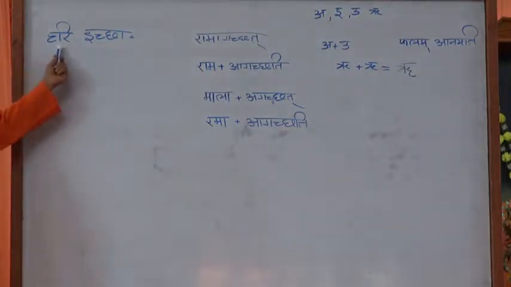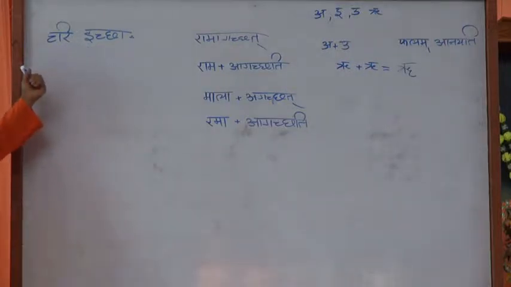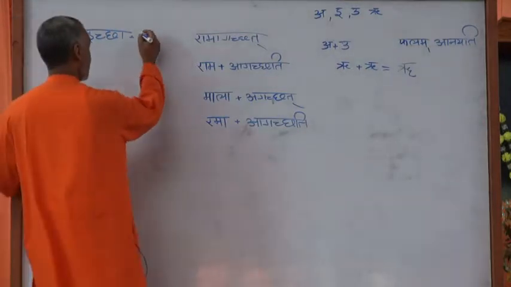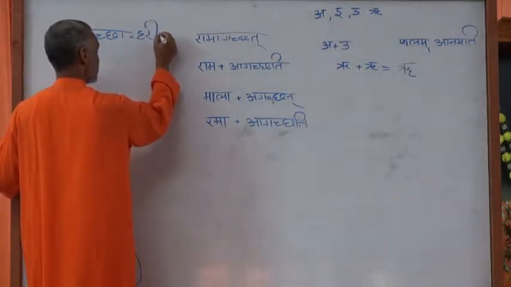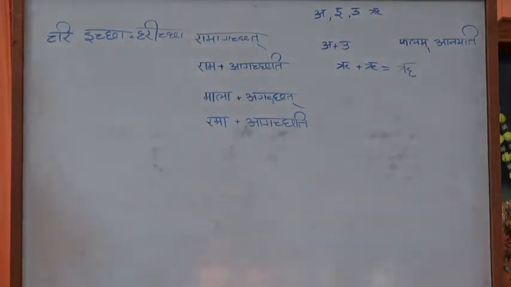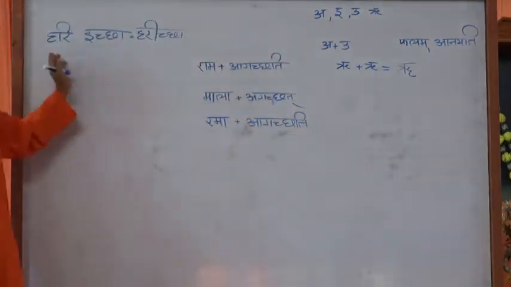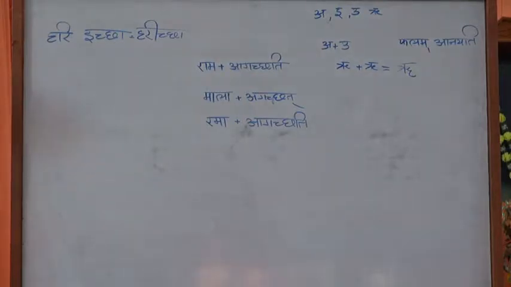Now this is ending with what? Beginning with what? Short I, right? Now what will you get here? You will get a long I. So then the word will turn out to be? This is the word. That is what you will see in books. You will not see this. Harichha. It means the desire of Hari, God's desire, whatever He desires. So this is what you will see.